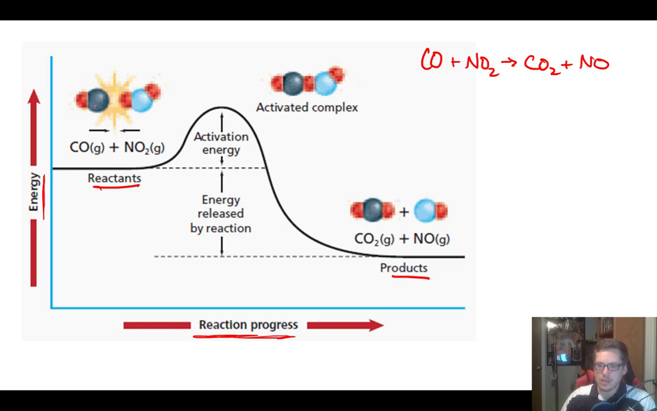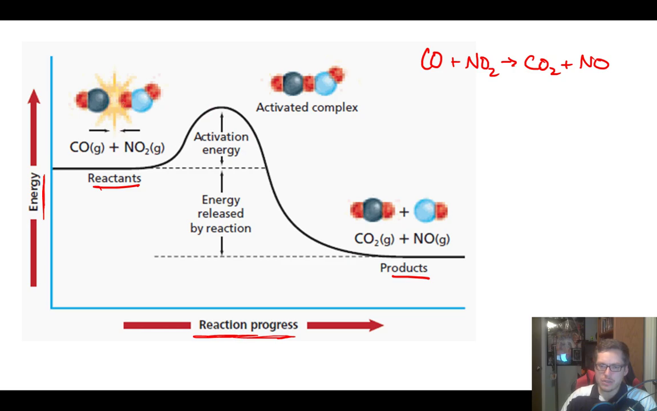You can see here that the reactants are at a higher energy because they're farther up on the y-axis than the products. So the reactants are at a higher energy than the products. So we've got carbon monoxide, nitrogen dioxide here. Okay, and notice here we've got the activation energy, this barrier right here, and this is the energy required to make our reaction occur.